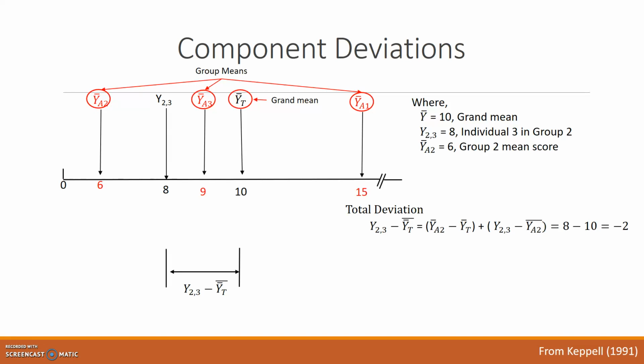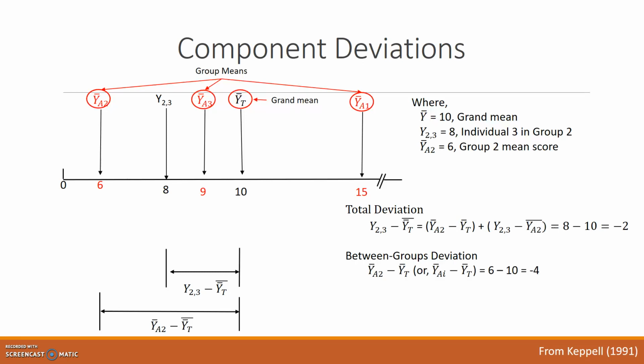We can also estimate it as the summation of the group mean of 2, so 6 minus 10, which would be -4, and then we add that to person number 3's score, 8 minus the mean for their group, which is 6. So then we would have -4 plus 2, and that would be our -2 there as well. Just 2 ways to estimate the same value, but nonetheless, person number 3 in group 2 scored 2 points below the grand mean.